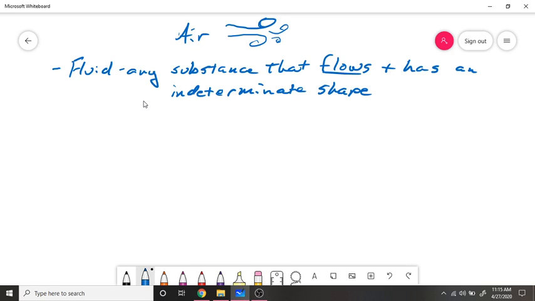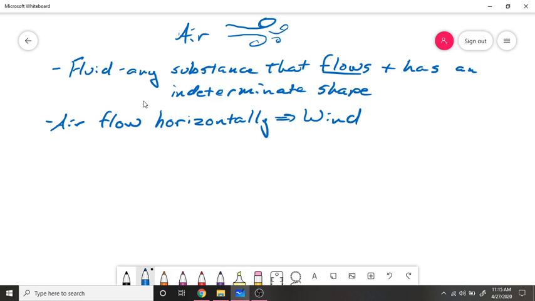We actually talk about airflow. We talk about it moving two different ways. When air flows horizontally, we give it a special name. That's called wind. So this is airflow across the surface of the planet. We call it wind.